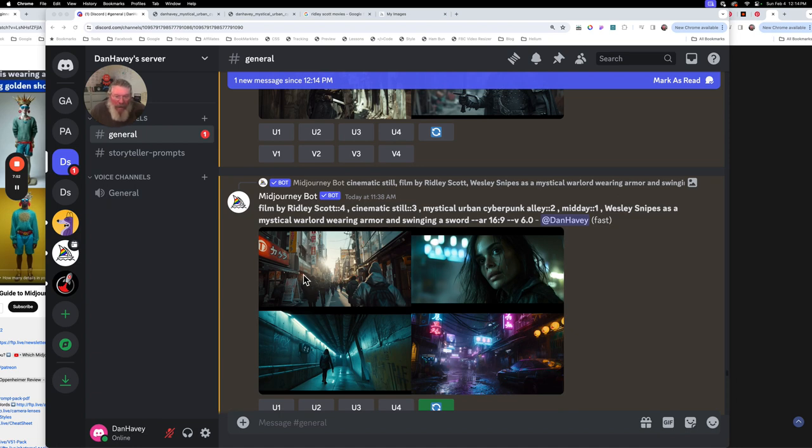And what it really seems to me is that you think film by Ridley Scott, do all these represent a film by Ridley Scott? Maybe. I don't know his films well enough. Cinematic still, definitely I could see that. Urban cyberpunk alley, yeah, okay, I get all that. Midday, no, one of them had midday. The other three definitely missed that. But again, it's the fourth prompt here. So do all these represent films by Ridley Scott? Quite possibly.